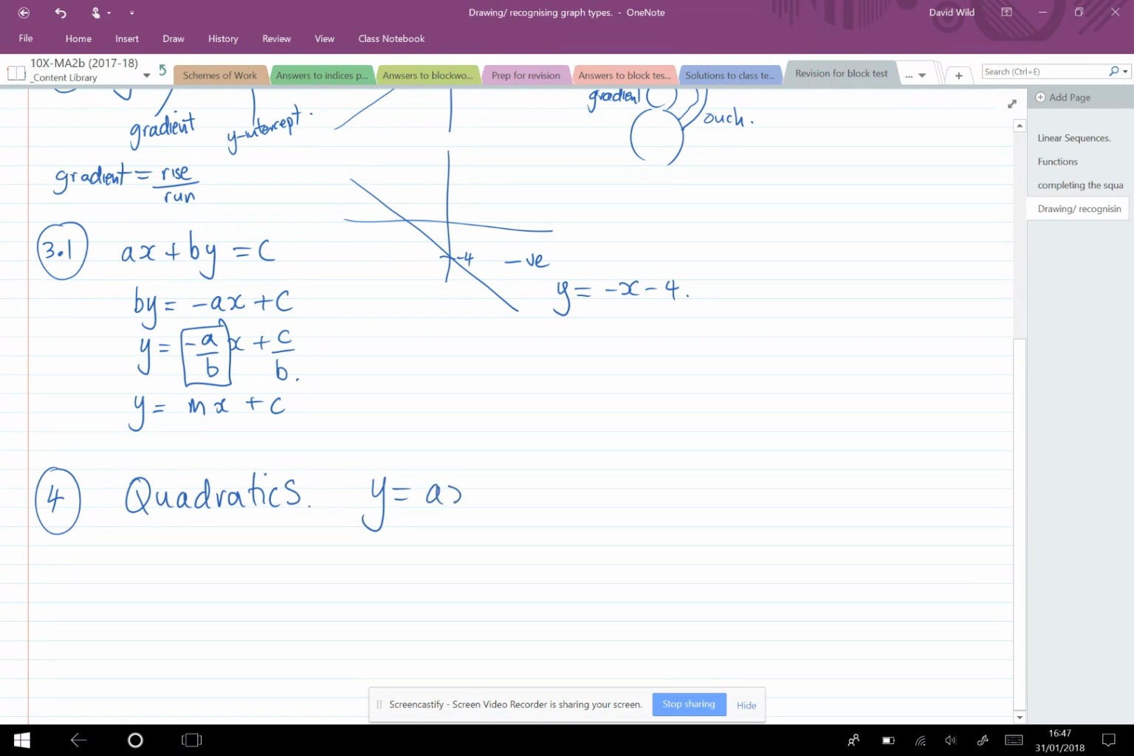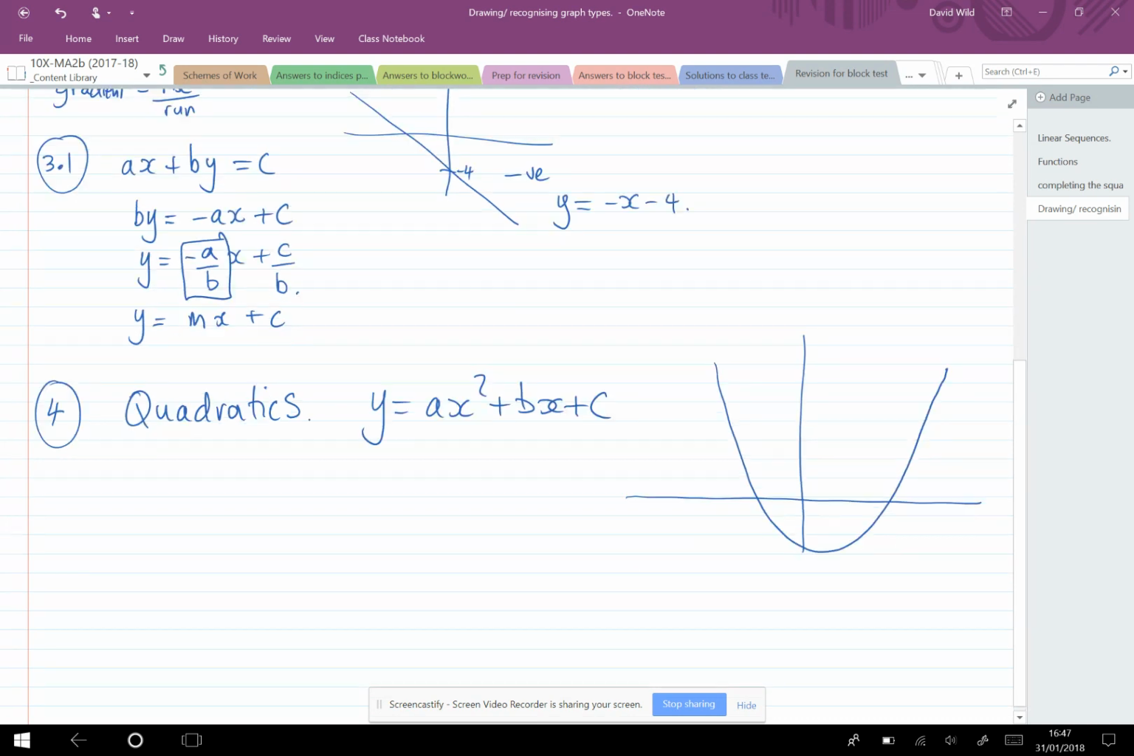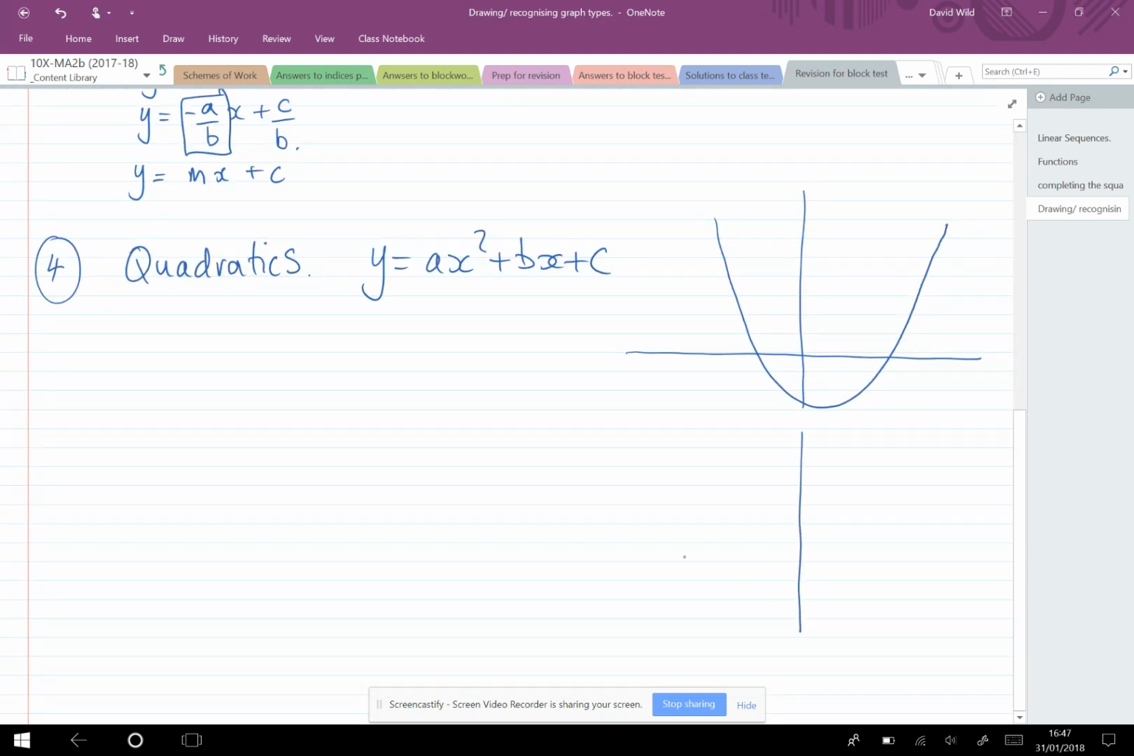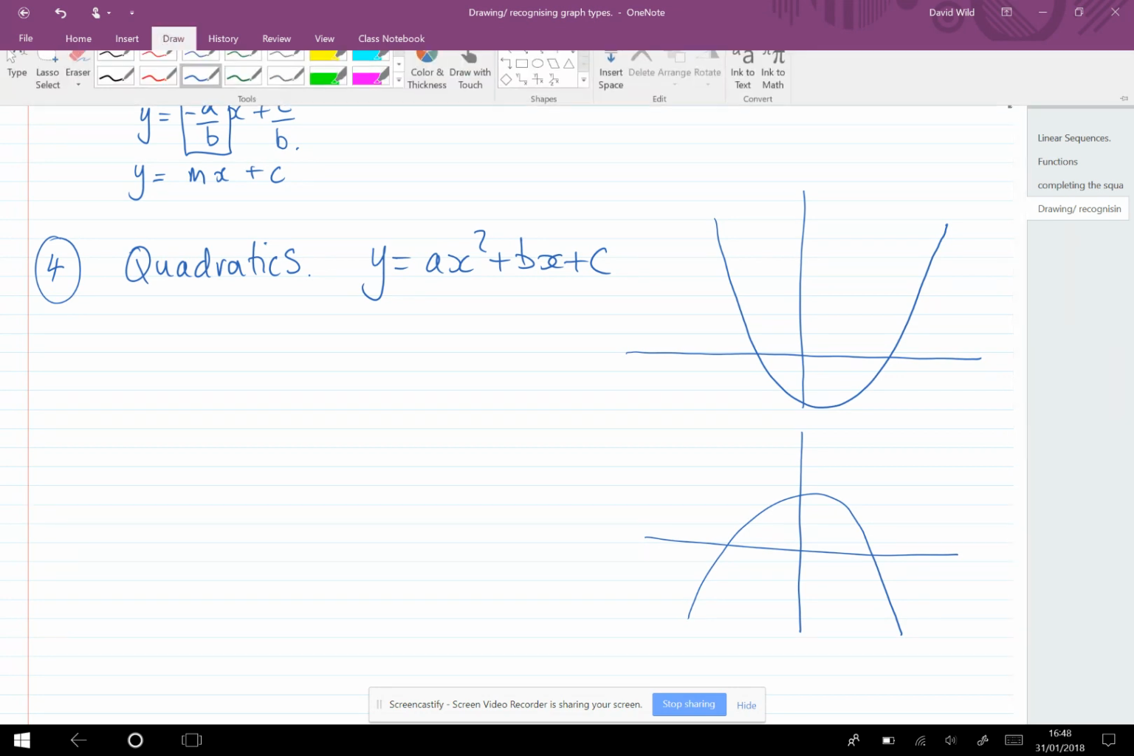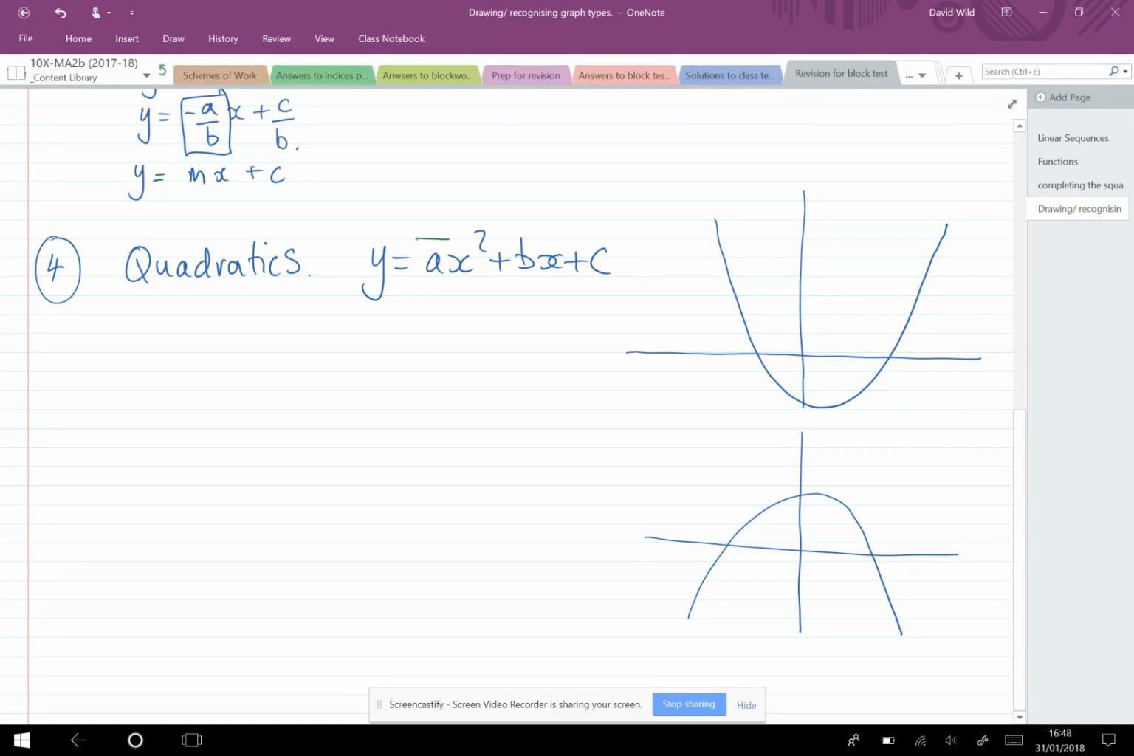Y equals ax squared plus bx plus c. Now we need to remember that they might look U-shaped or they might look N-shaped. Okay, now what depicts whether they're U-shaped or N-shaped? Well, it's this value of a. This is called the coefficient of x squared. In other words, how many x squareds we have.